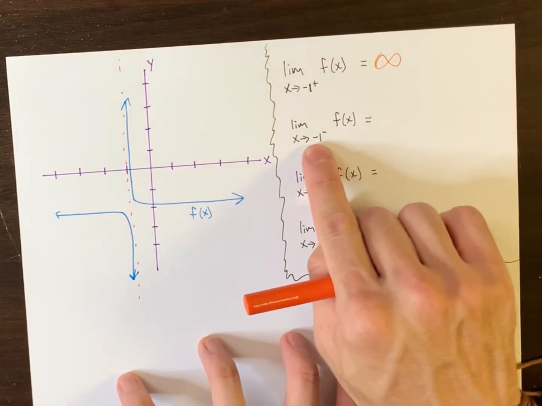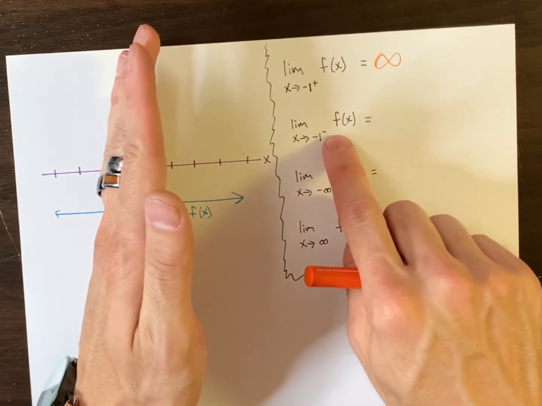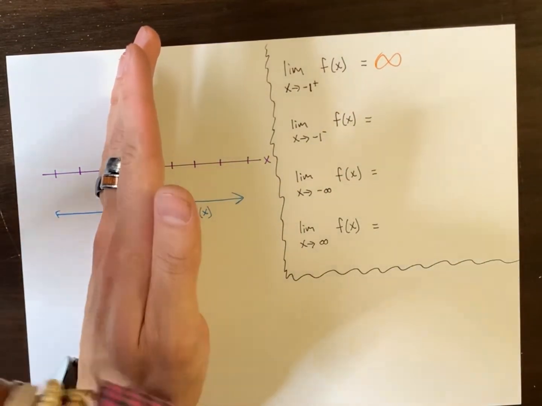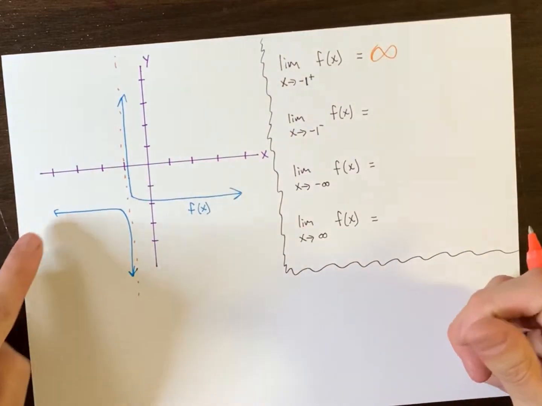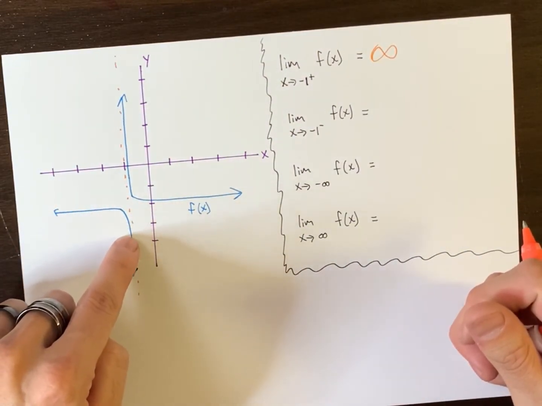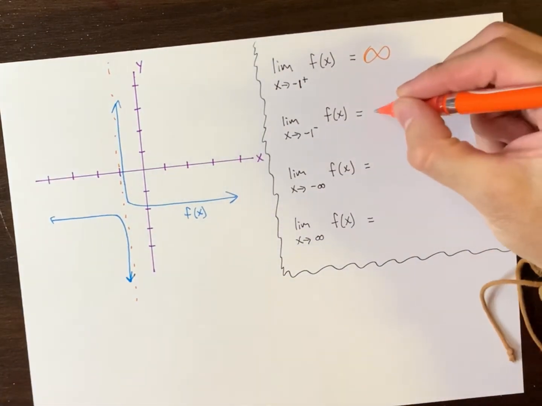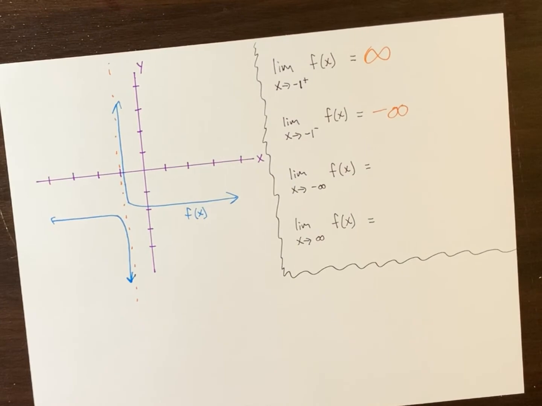How about here? Let's approach -1, which is here, but I'm going to approach it from the left-hand side, from this side. So I'm coming at it from here. So I'm coming at it from there. What is happening to these y values? They're going down forever, negative infinity.